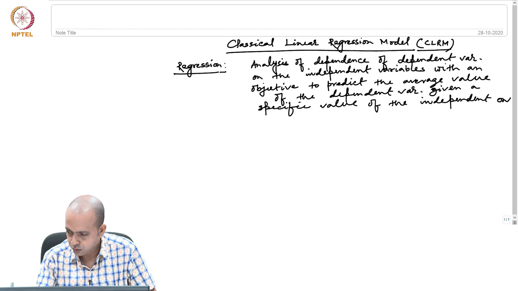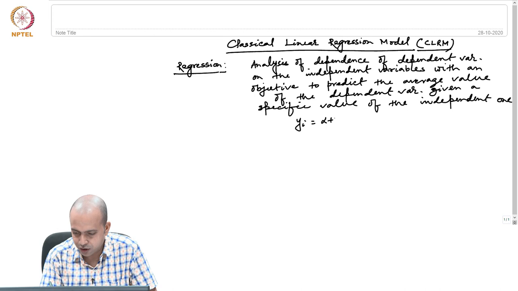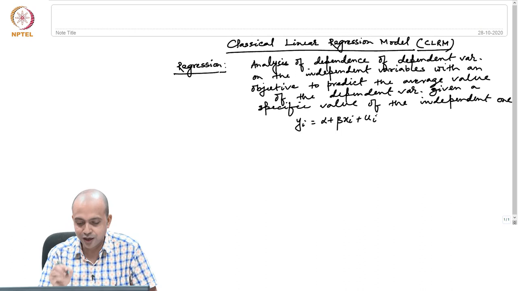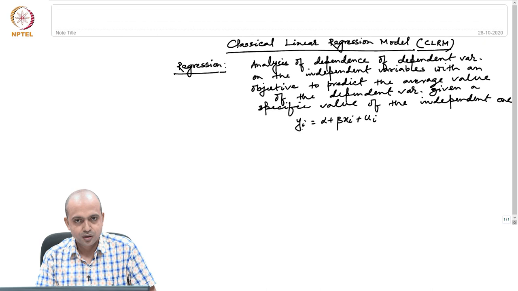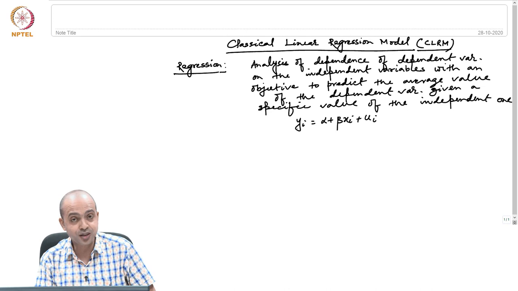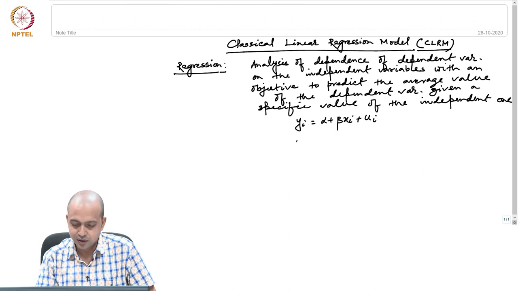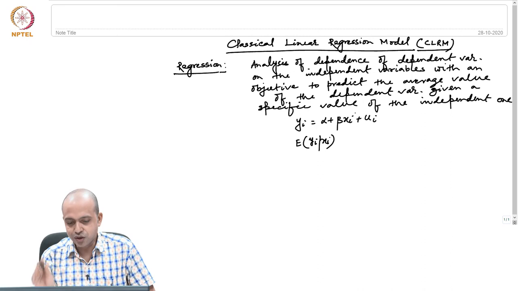That means when I am writing this type of model, yi equals alpha plus beta xi plus ui, in the context of consumption and income, my objective in this regression analysis is to analyze how consumption is dependent on income. That is why we say it is the analysis of dependence of y on x, with an objective to predict the average value of y given xi. Okay, that is the objective. So this is called regression analysis. This is the modern meaning of regression analysis, and the earlier meaning of regression, introduced by Francis Galton, is actually quite different from this analysis.